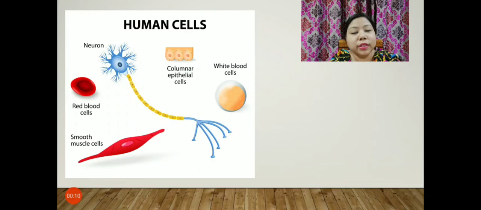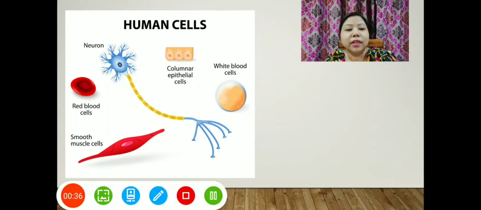Now children, can you tell me which part of the cell gives the shape to the cell? It is actually the cell membrane. Cell membrane is a structure which encloses the components of the cell, and we'll be discussing the cell membrane in the later classes. So here you can see that the shape of the human cells is different.